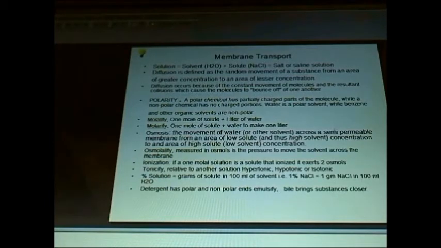Conversely, if you have a solution like glucose that does not ionize, and you made a 1 mole solution of glucose, that would still equal 1 osmol because it doesn't ionize.